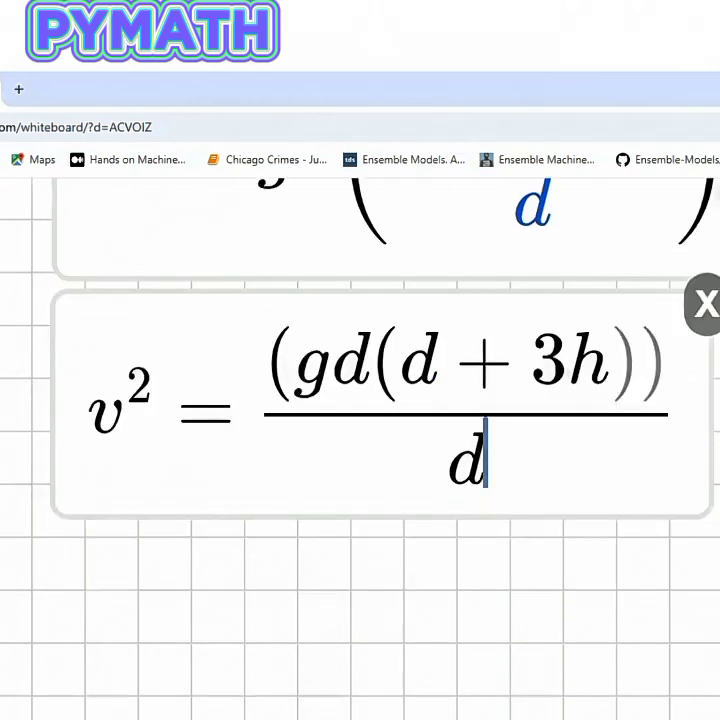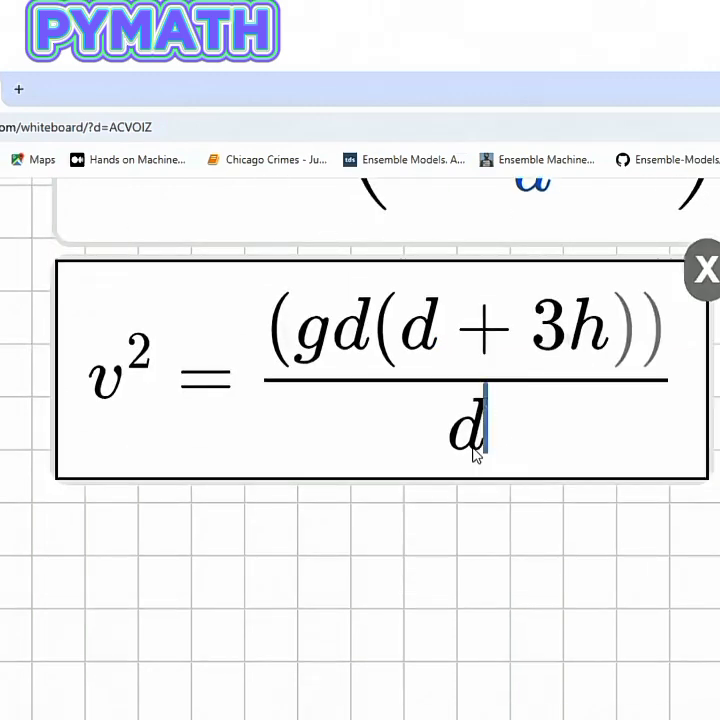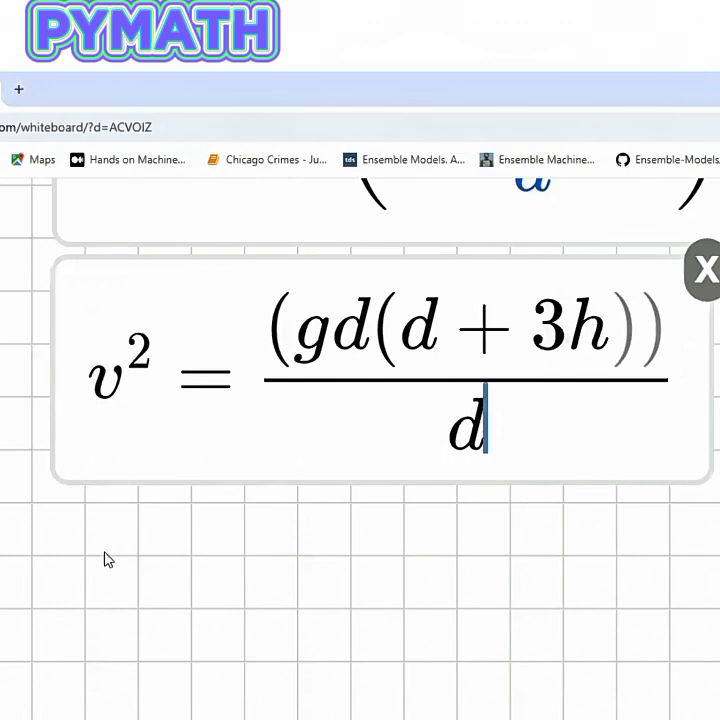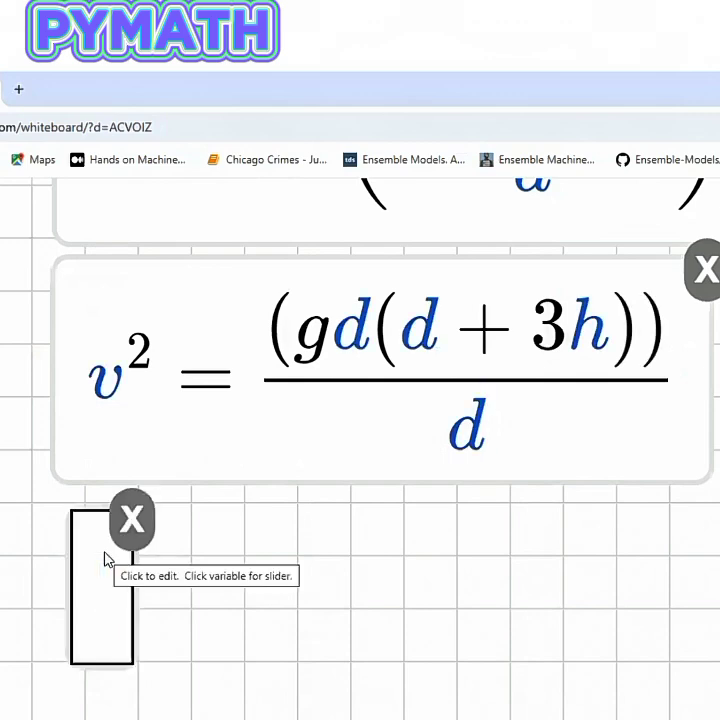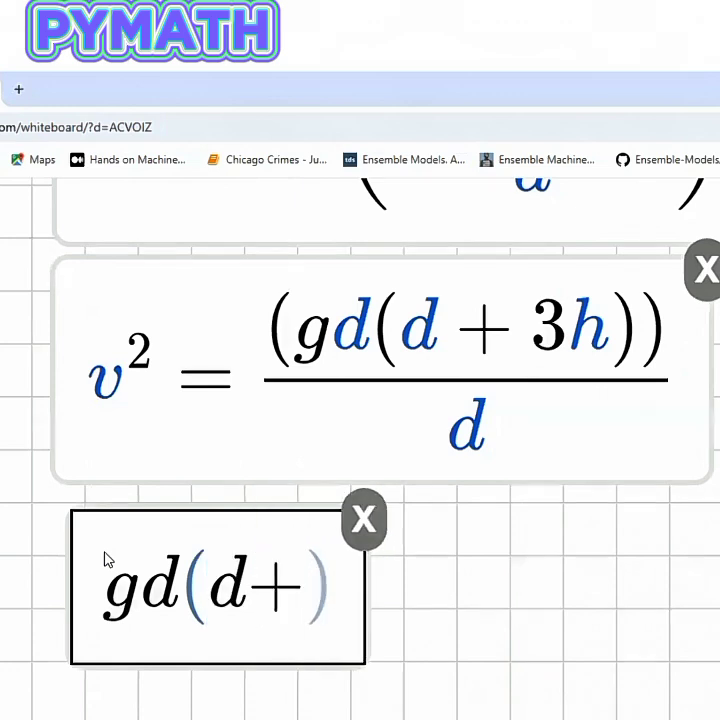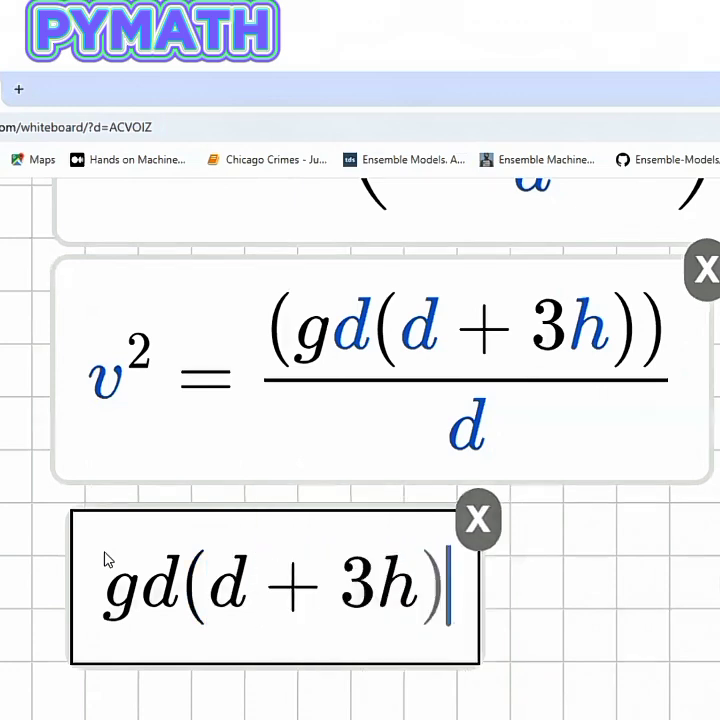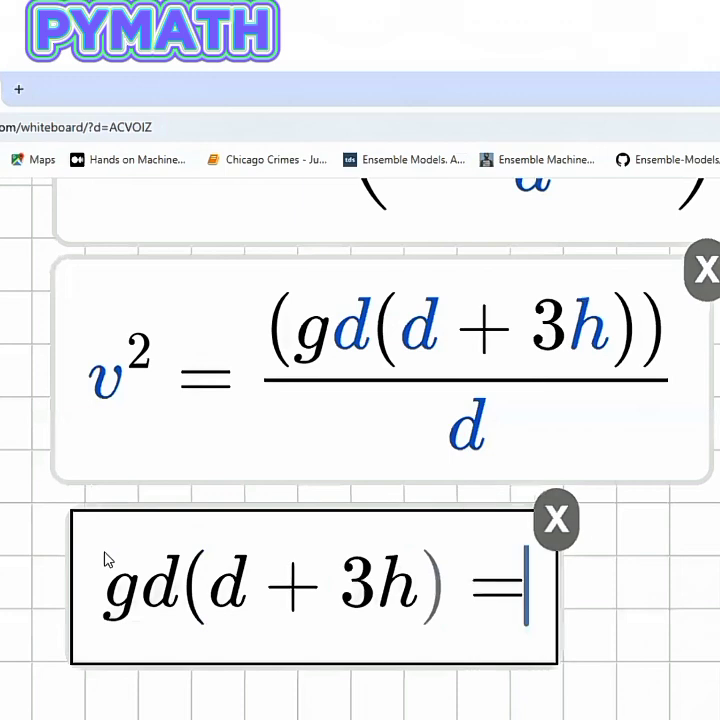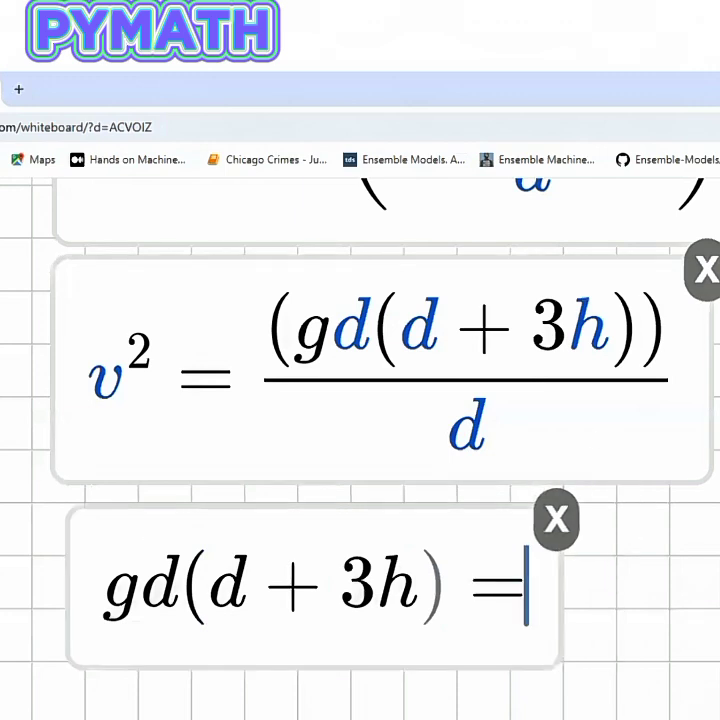Now, as it appears, we can cross multiply. So here you have gd into d plus 3h times 1, because there's an imaginary 1 at the denominator of v squared. That will give us, if we cross multiply, gd into d plus 3h equals v squared times d. Let's put it as d v squared, alphabetically.